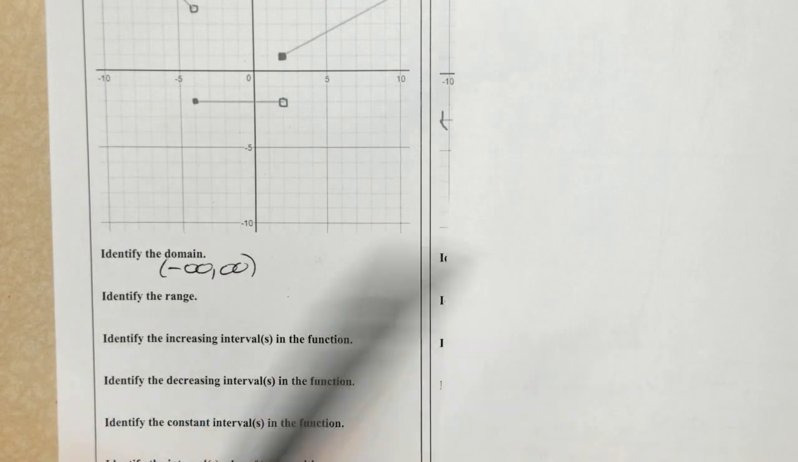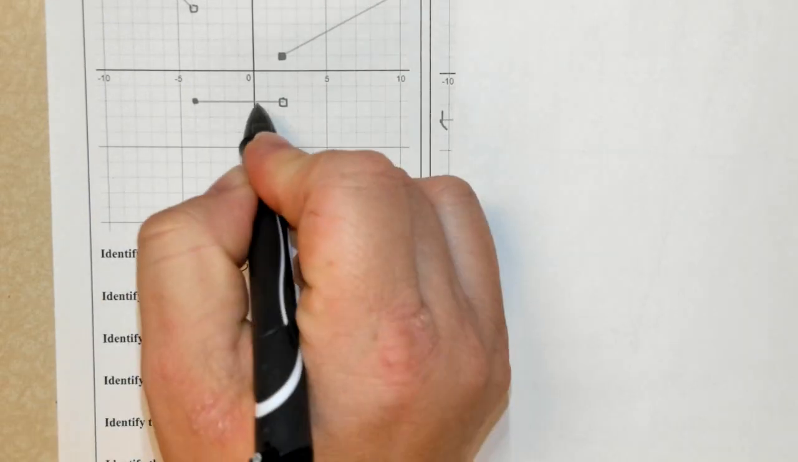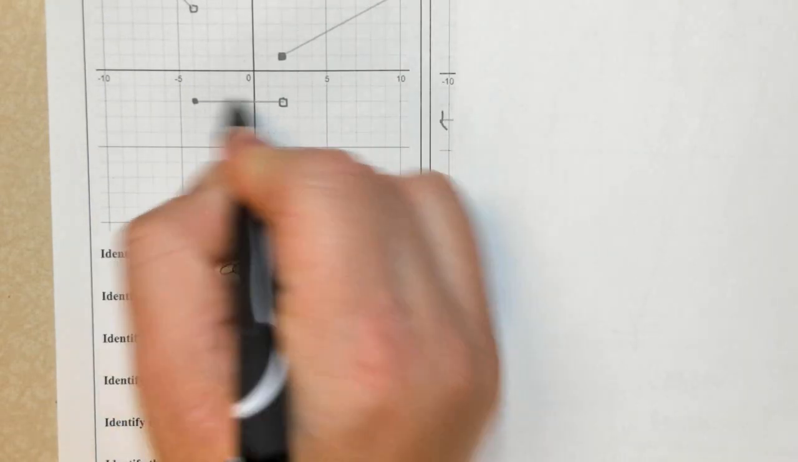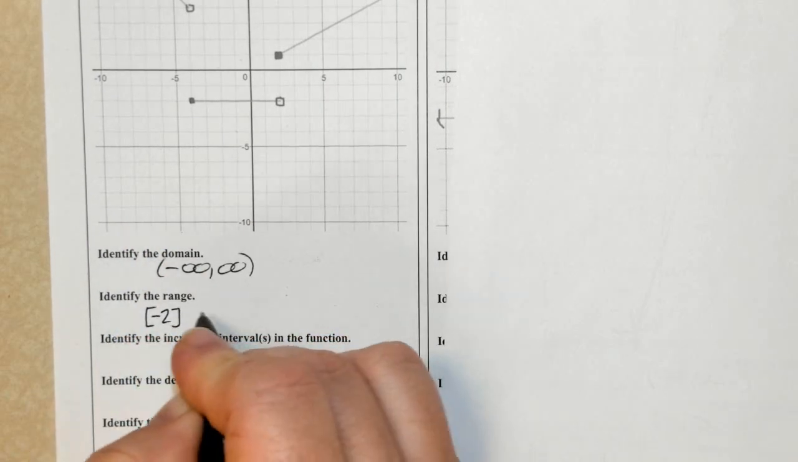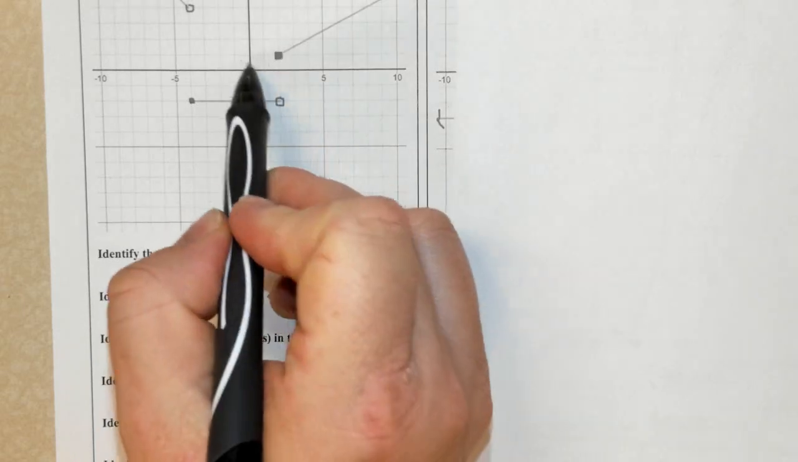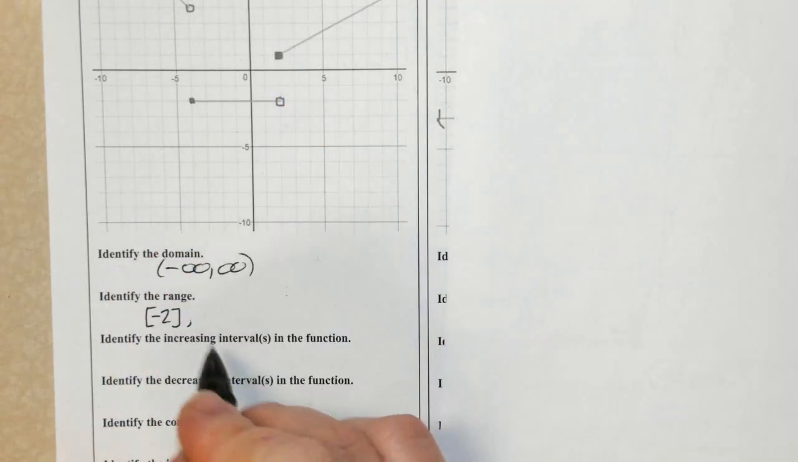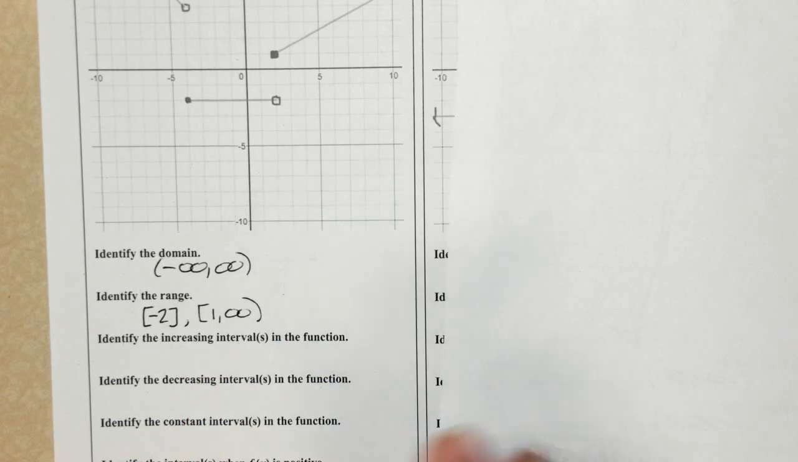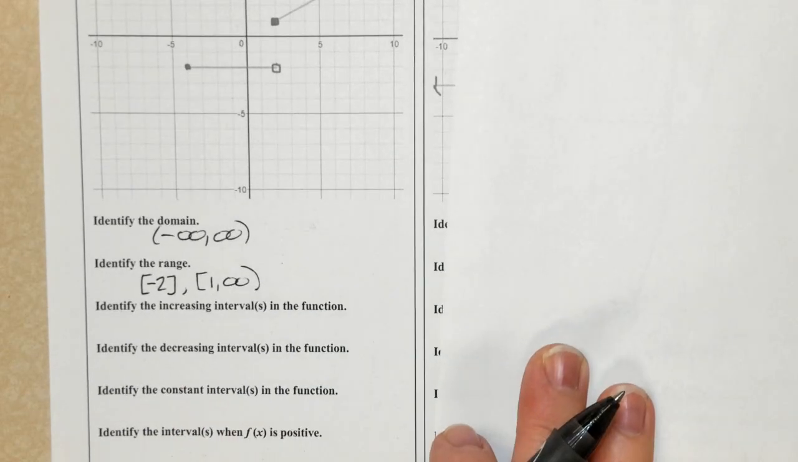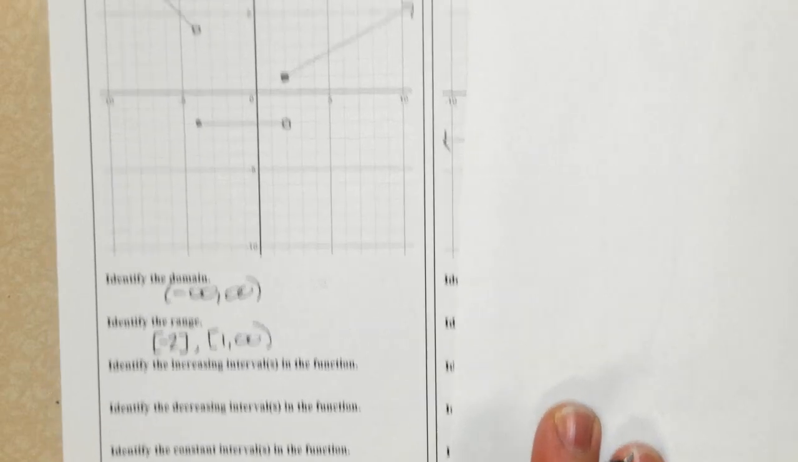So how do we write that? Well, 2 is a point. There is a point here at 2, so I'm going to include that. So the range has -2, and then it also starts at a y value of 1, and there's no limit how high it goes. That's really tricky. Okay, let's look now at increasing, decreasing, and constant intervals.